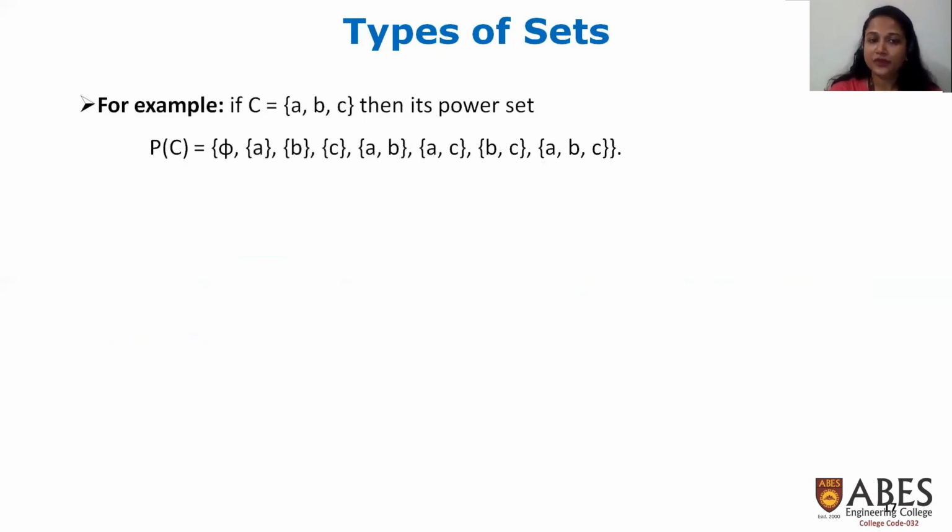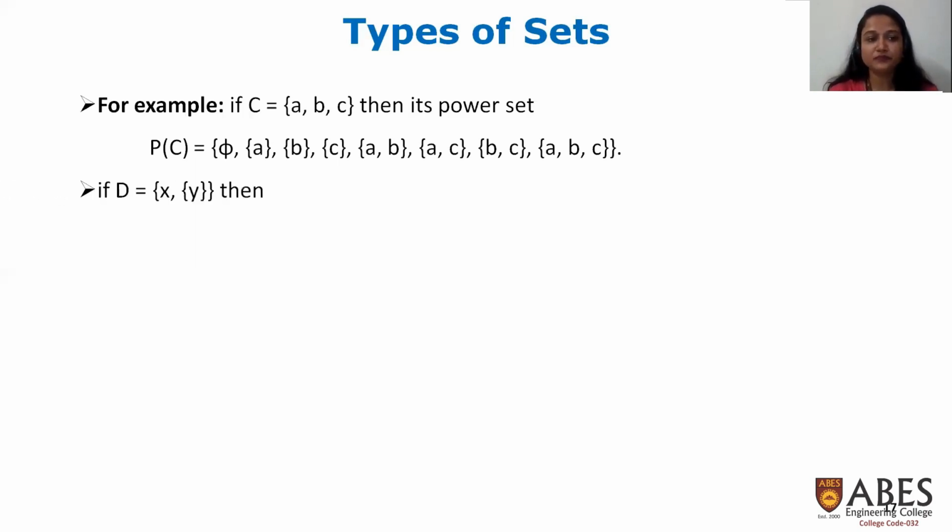For example, 3 elements are given in a set C, and you have to define its power set. Then how will you define it? The power set will consist of phi; A as a single element, B as a single element, C as a single element; then we can have pairs like AB, AC and BC; and the set ABC will be a subset of itself, that's why it is also included. In short, if there are 3 elements, its power set should have 8 elements, as you can see.